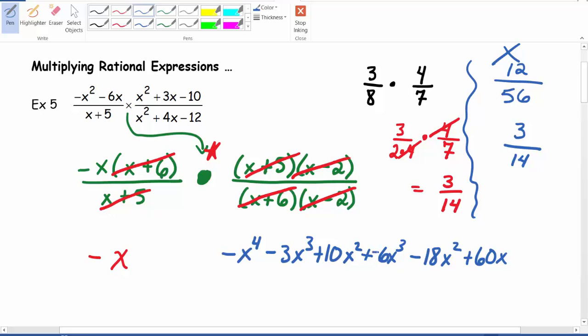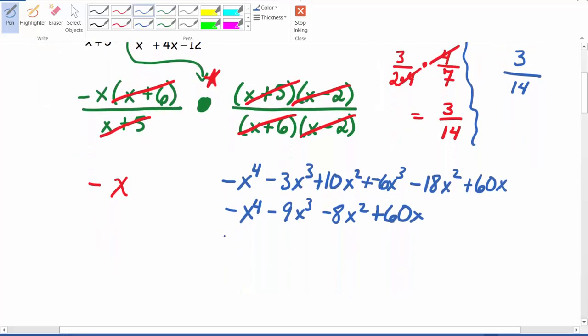Actually, no, I apologize, that was negative. But the idea here is you could combine some like terms. Again, this is just the top. We're not going to get too much into the bottom, but it's the same principle. And we have negative 8x squared plus 60x. You could pull out, for example, an x. You'd be left then with negative x cubed minus 9x squared minus 8x plus 60.